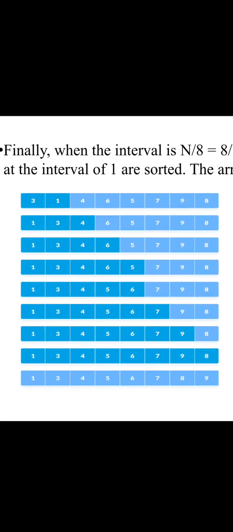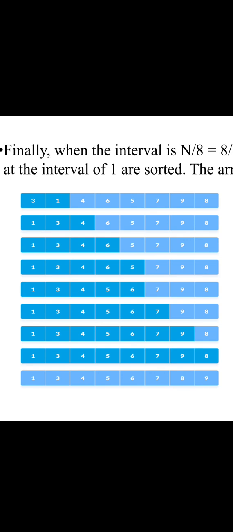Compare 3 and 1. Why are we comparing with the next element? Because the interval is 1. So since the interval is 1, the first element is compared with the second element, then the second and third are compared, and it keeps moving on like this. So compare 3 and 1. 1 is lesser, so move it first: 1, 3. Next compare with the 4: 1, 3, 4 is in the right position, no need to do swapping.